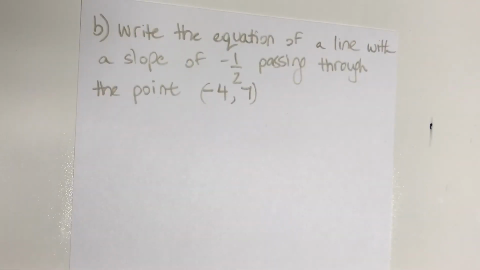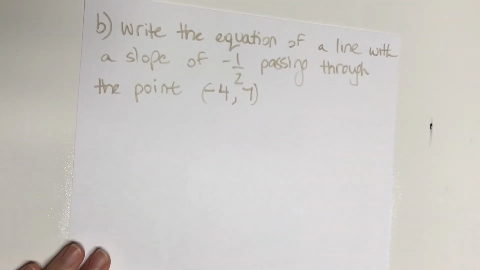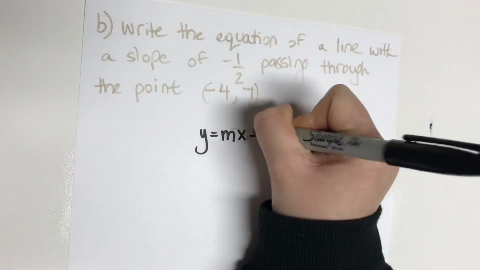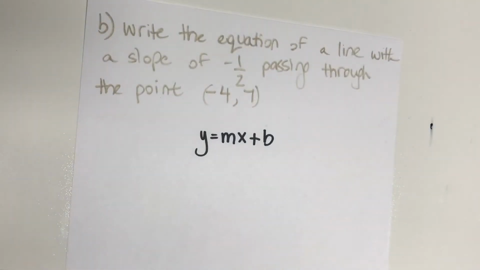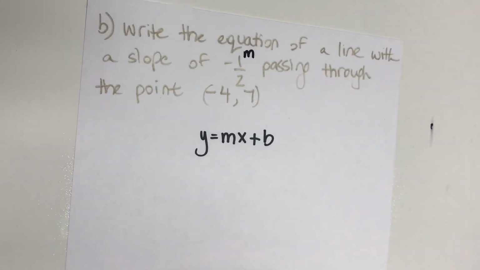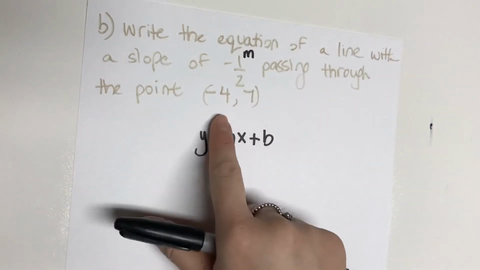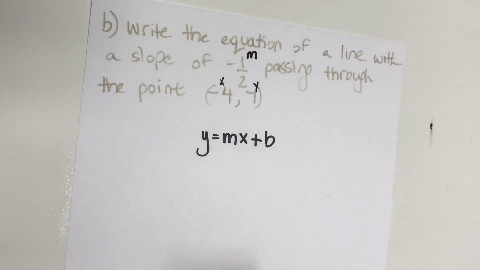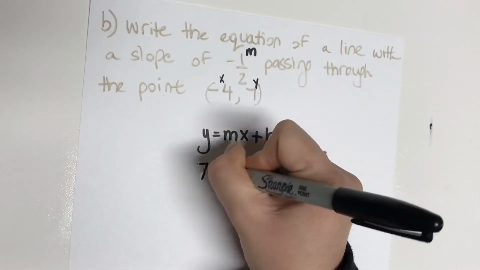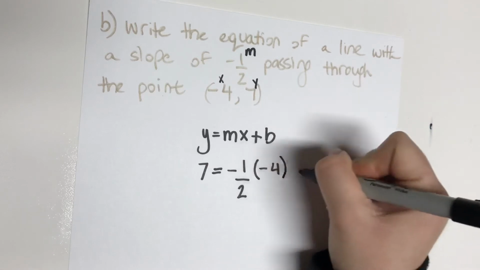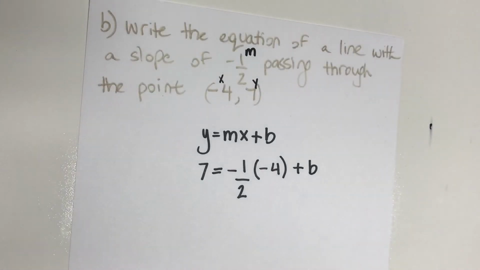Here I need to write the equation of a line with a slope of -1/2 passing through the point (-4, 7). So again, I have my equation, y equals mx plus b. So I know that my slope is -1/2. And my x and my y values are -4 and 7. So that's what I'm going to replace in the equation. My y is 7. M is -1/2. X is -4, plus b. I don't know what b is.